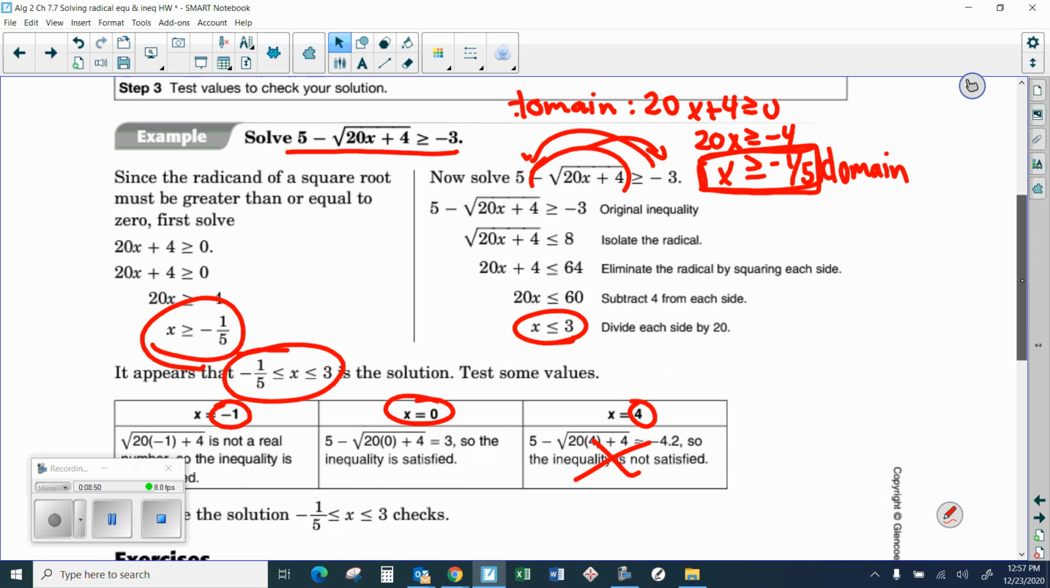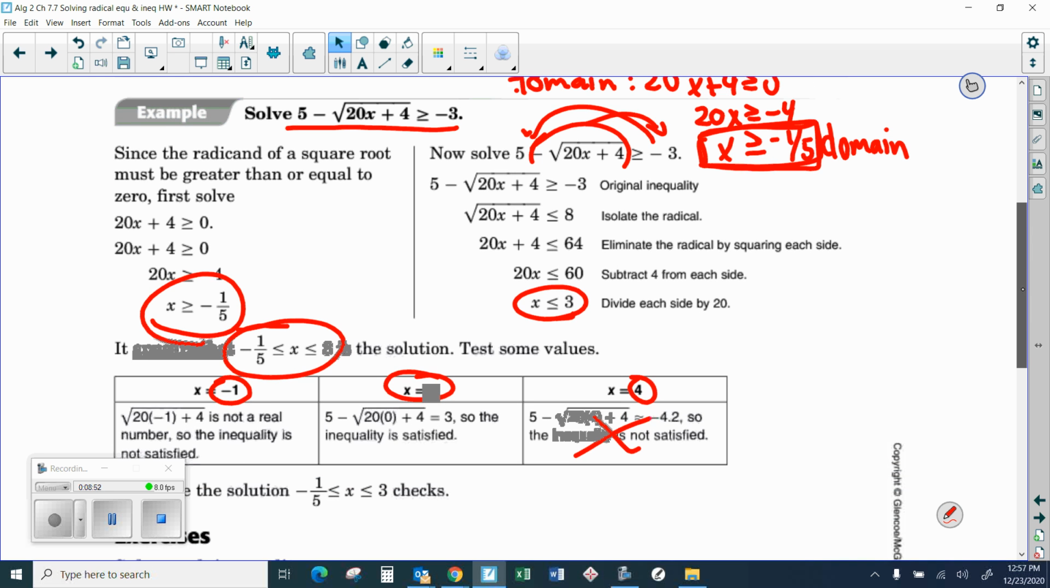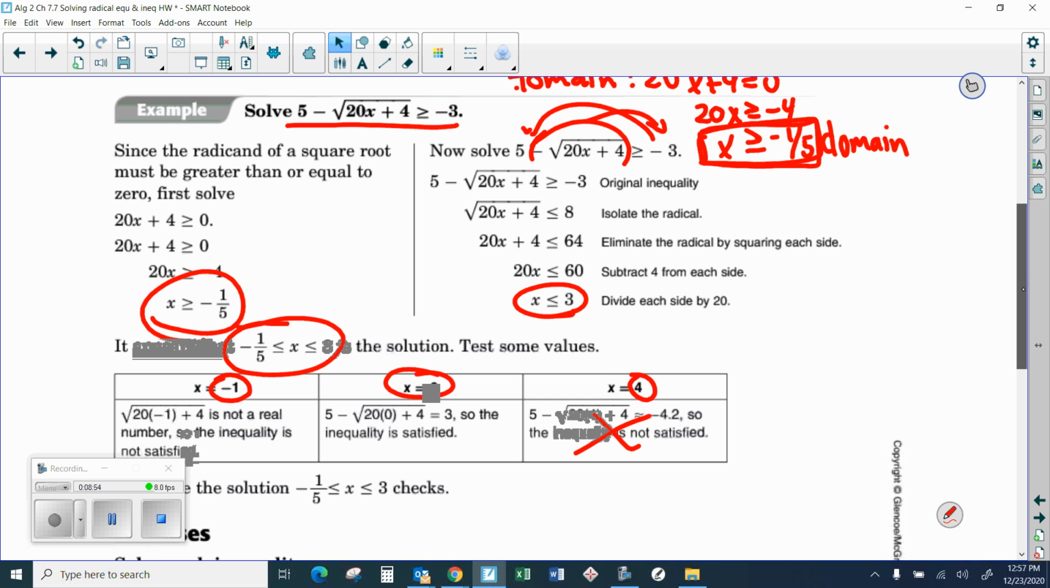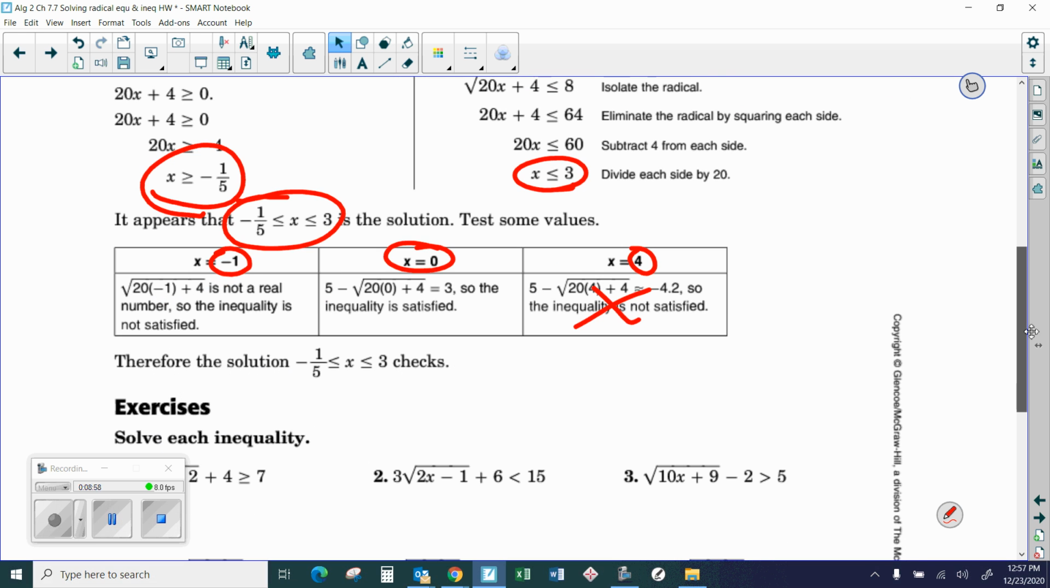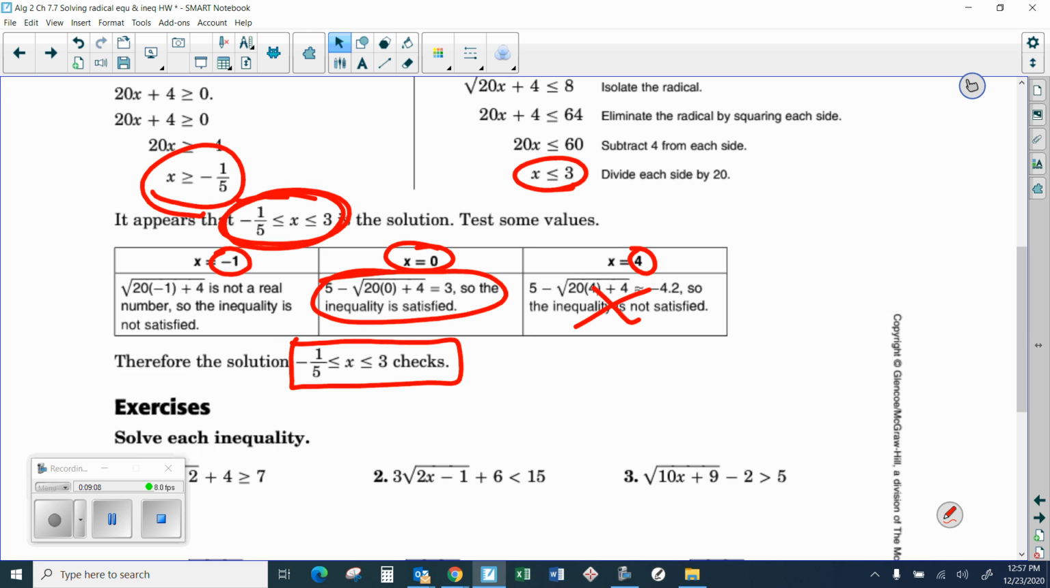So 0, I plug in 0. I get square root of 4 is 2. 5 minus 2 is 3. Is 3 greater than or equal to negative 3? Yes, it is. So that one satisfied it. So again, this is my answer then. So I have to check the domain. Okay, make sure it satisfies that.